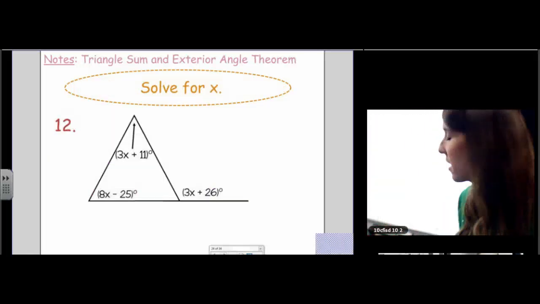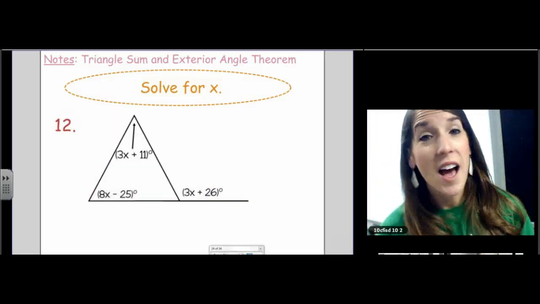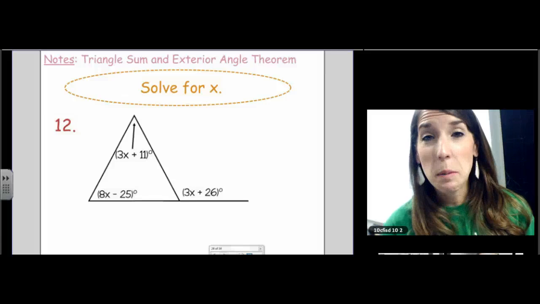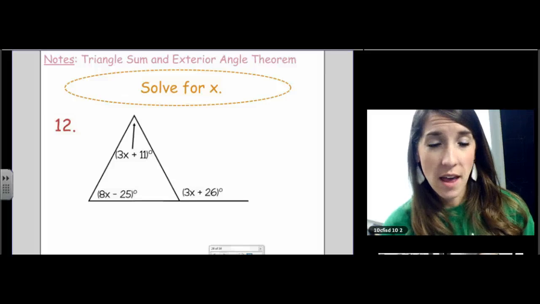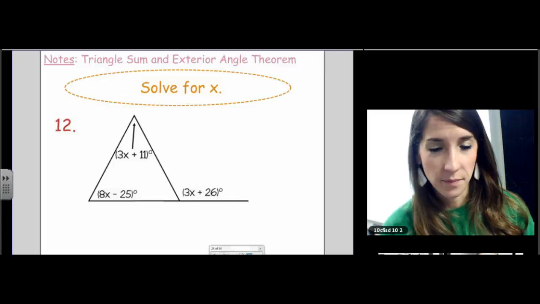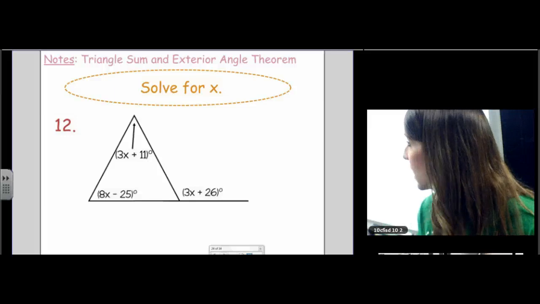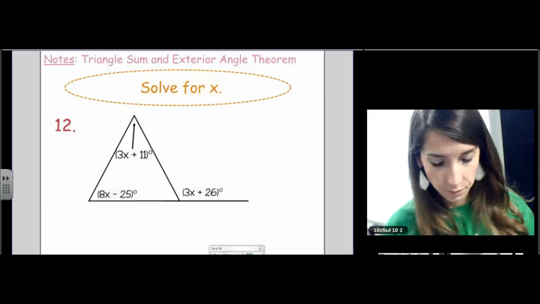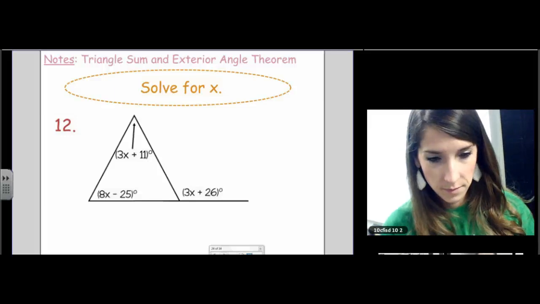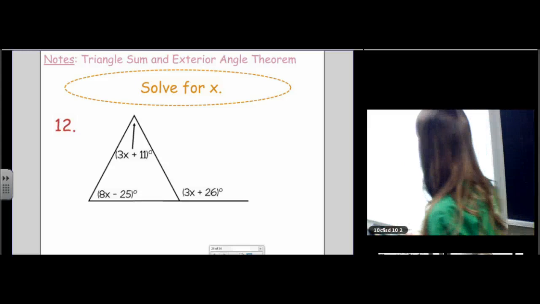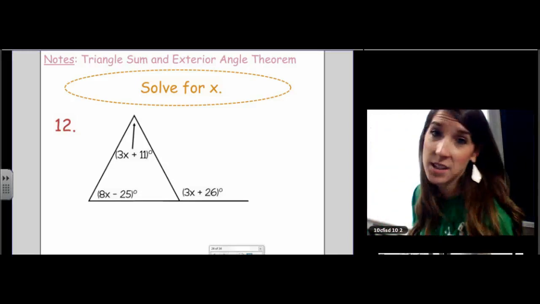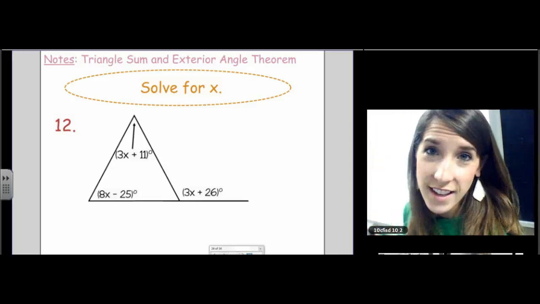Alrighty, try this one. Now this one would be a tough one without this shortcut. This one would be messy, although you could solve it without the shortcut. It would be a doozy. So go ahead and set up an equation for this one. And by the way, this is a test question. If you want to go ahead and star it, it's a test question.